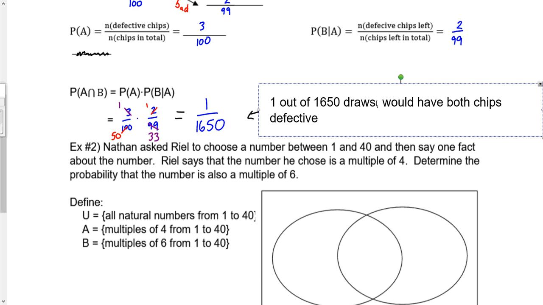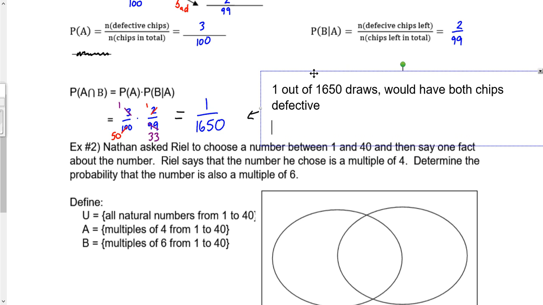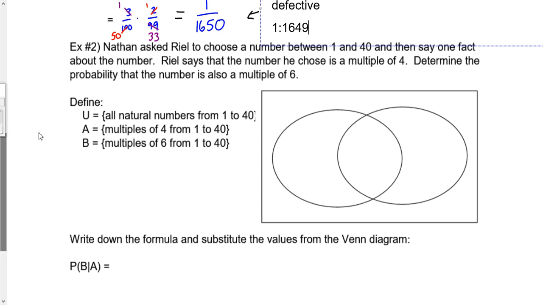That's what that's meaning. If we tie that back to our section 1, the odds of both of them being defective would be 1 to 1,649. Right. Continuing on.